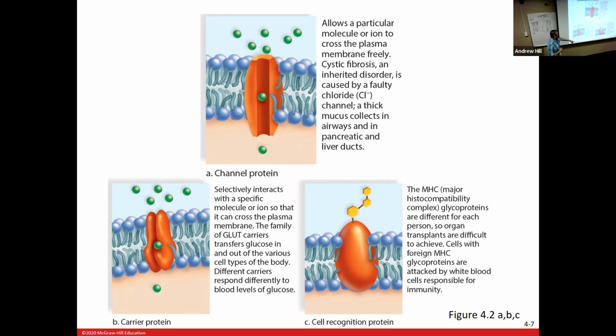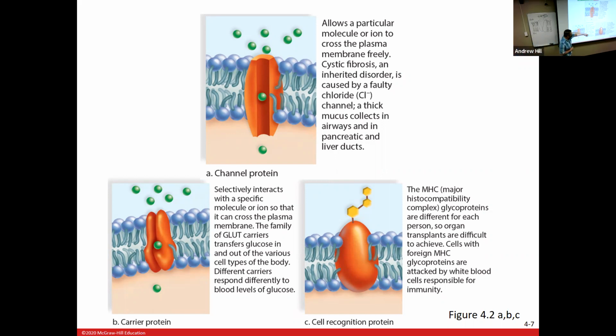The family of GLUT. Okay, so GLUT: GLU is for glucose, T is for transporter. The family of GLUT carriers transfers glucose in and out of the various cell types of the body. Different carriers respond differently to blood levels of glucose.